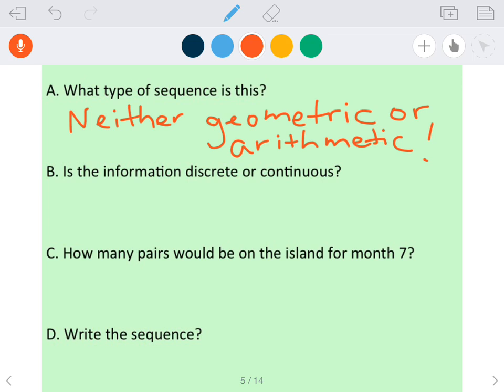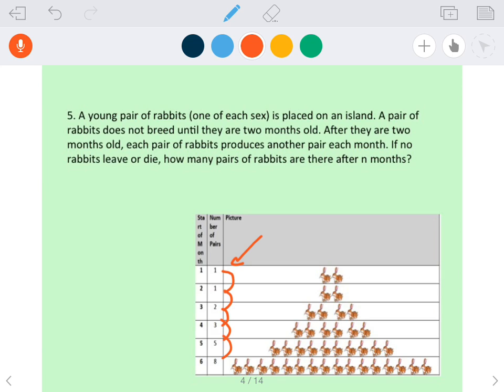Part B, is the information discrete or continuous? What do you think? If you say discrete, you are correct. Part C says, how many pairs would be on the island for month 7? So let's go back here and let's look. Here's month 6. So you want to figure out, how am I getting each of these terms?